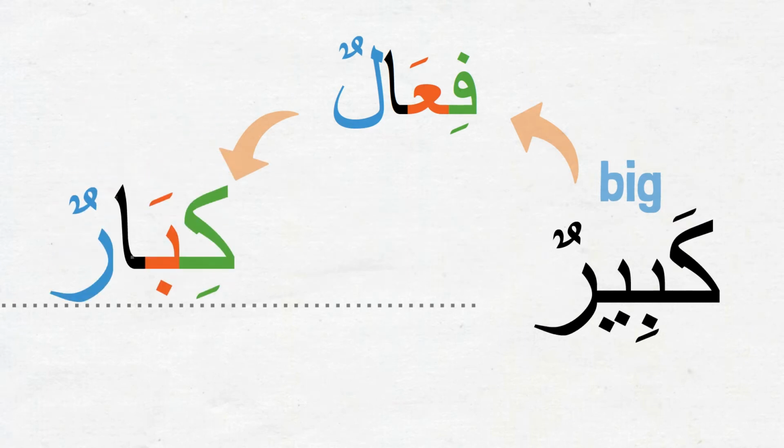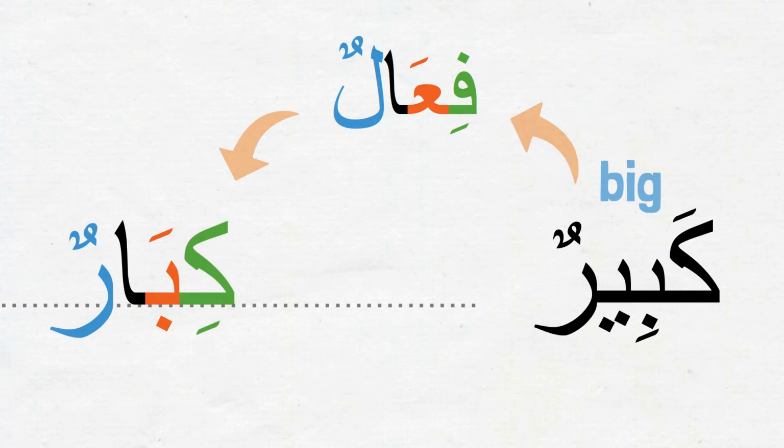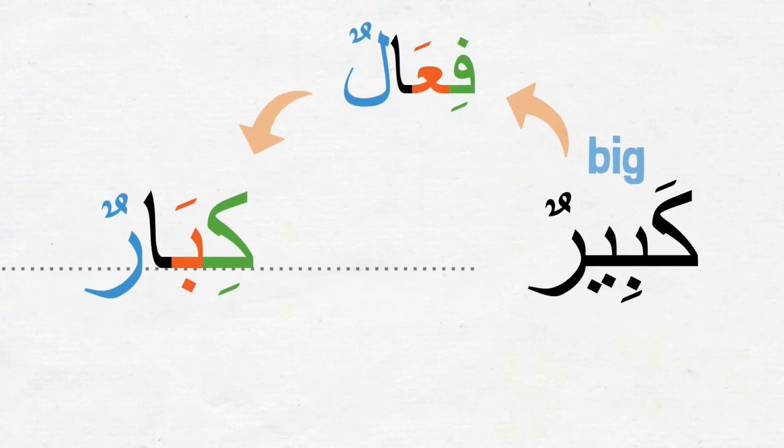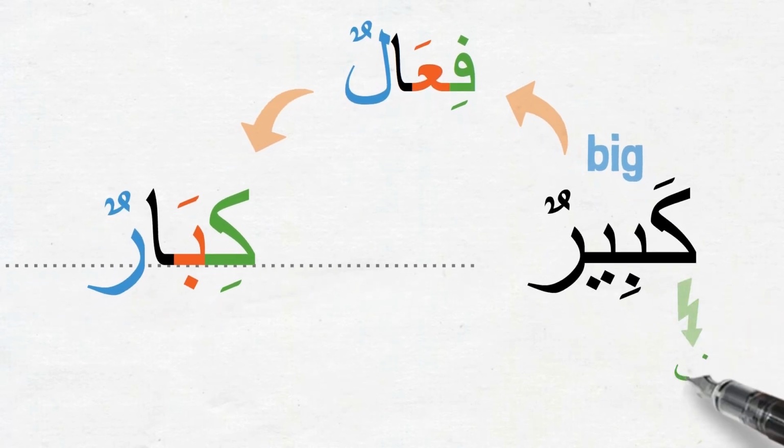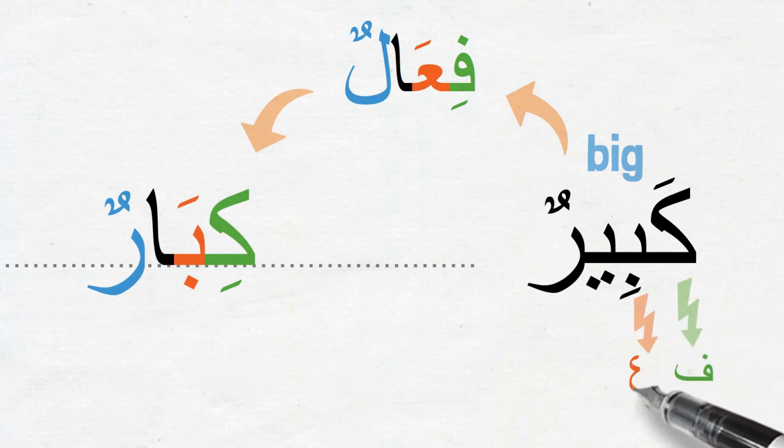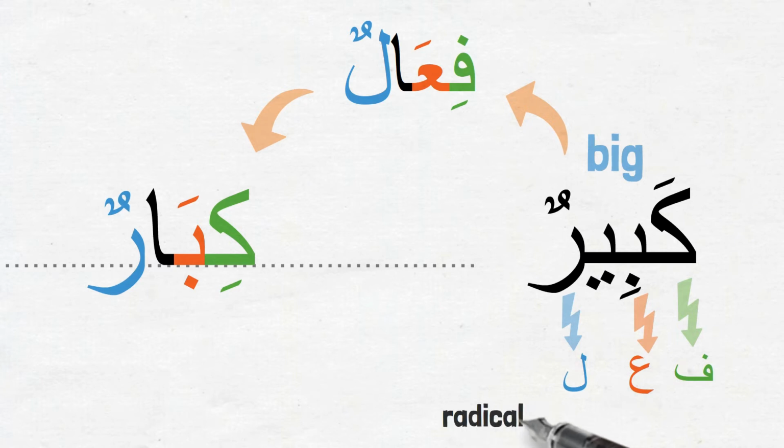It is kibarun, right? Here, the root letters of the singular word kabirun are kaf, coming in place of fa, ba, coming in place of ain, and ra, coming in place of lam. These root letters are also called radicals. So the letters kaf, ba, and ra are the first, second, and third radicals.